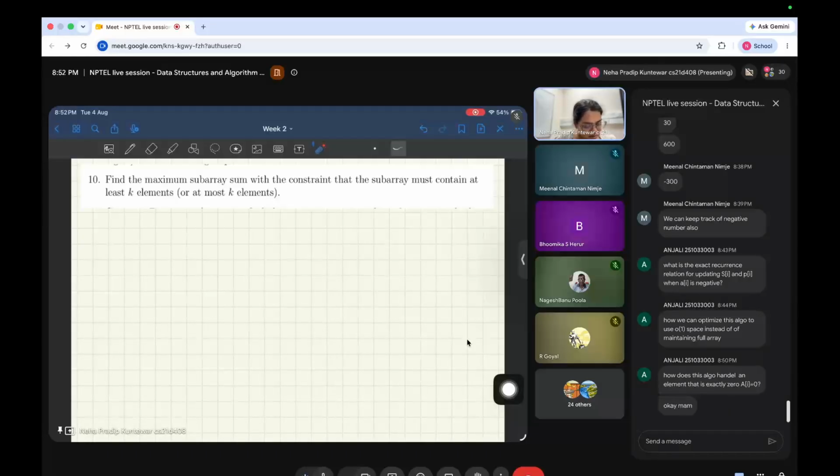So here is another variant of the maximum subarray problem, where instead of allowing your subarray to be of any size, earlier we did not have any restrictions. Let's say you want at least k elements to be there. So where does the previous algorithm fail?